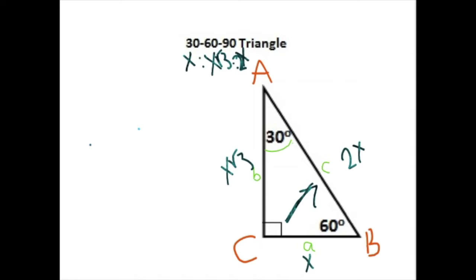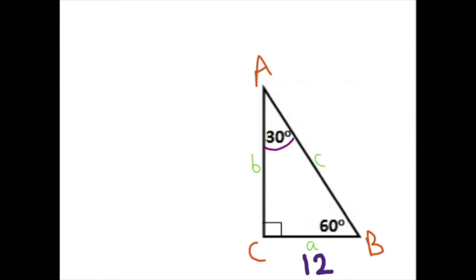Now let's look at some examples. So this triangle here is a 30, 60, 90 triangle, and we've got one side given here. Now let's find the length of the other two sides. First, since it's a 30, 60, 90 triangle, let's recall our ratio. So it was x to x square root of 3 to 2x, right?